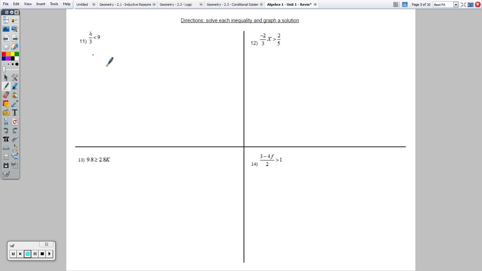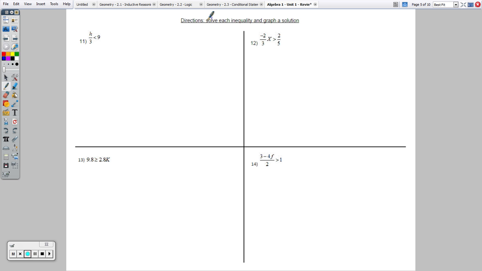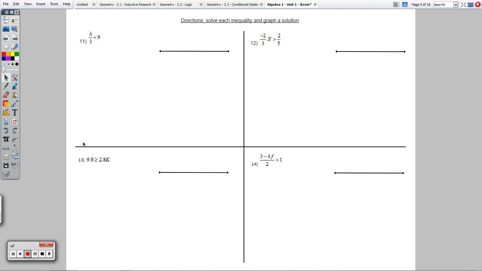Moving on to number 11 now. 11, 12, 13, 14, and I also think through 18. These are all solving each inequality and graphing a solution. I'm actually going to take a moment, pause the video, and add some number lines in here. I meant to do that, but we're going to have to graph each solution. And just like that, magic. All right, we've got number lines here now that we can use.